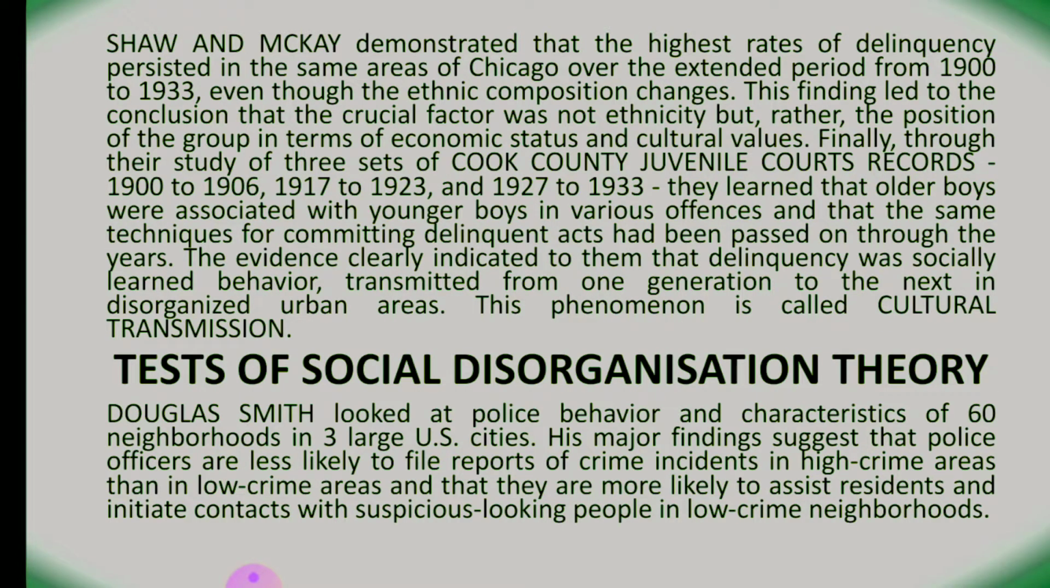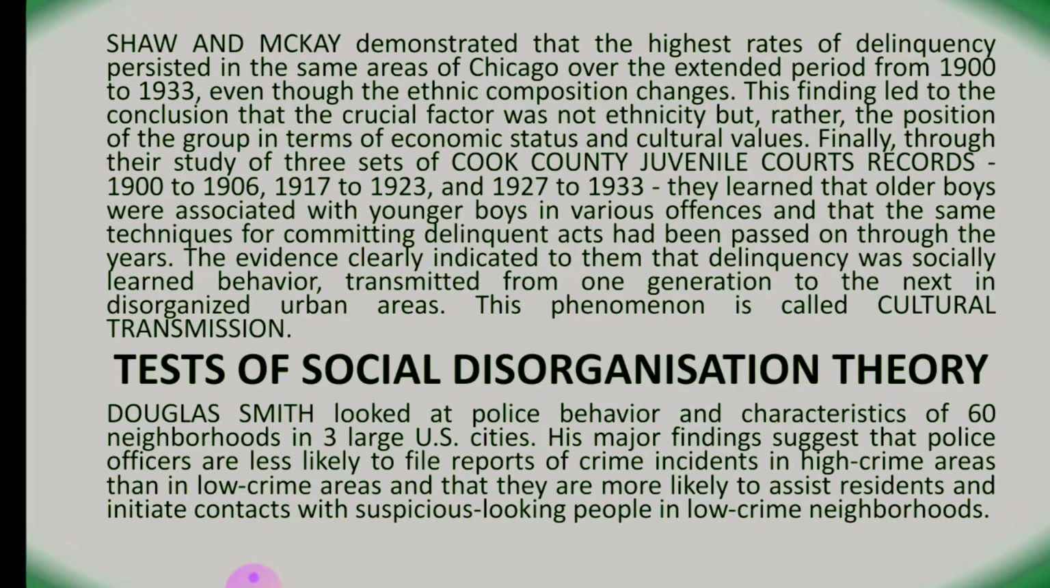Shaw and McKay demonstrated that the highest rates of delinquency persisted in the same areas of Chicago over the extended period from 1900 to 1933, even though the ethnic composition changed. This finding led to the conclusion that the crucial factor was not ethnicity, but rather the position of the group in terms of economic status and cultural values.